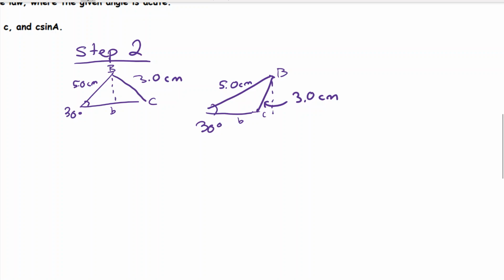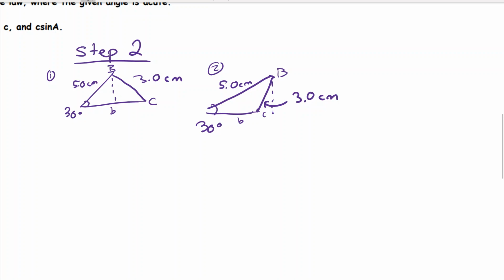So let's call the first triangle triangle 1, and the other triangle 2. In triangle 1, C is definitely going to be acute because I'm going to the right of my 90 degree here. B might be obtuse. I don't necessarily know that yet, but it's possible that B is obtuse, but C is definitely going to be acute here.